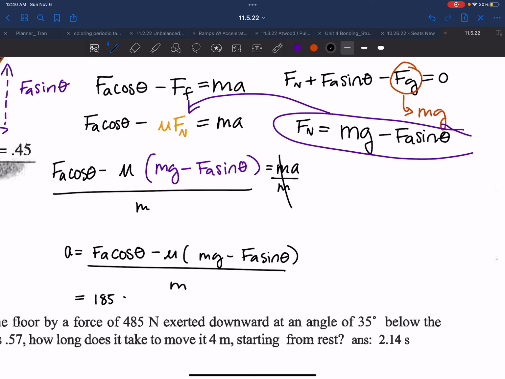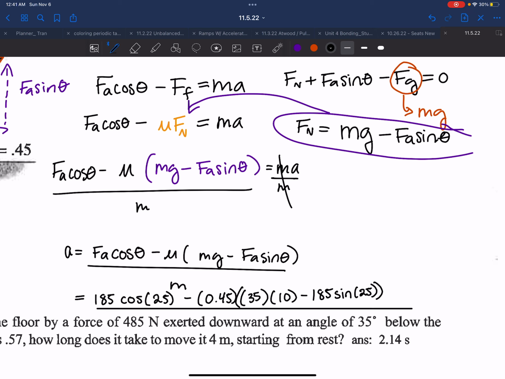So we got 185 cosine of 25 minus 0.45 times 35, which is the mass, times gravity, which is 10, minus force applied, which is 185, sine of 25, all over my mass, which is 35.